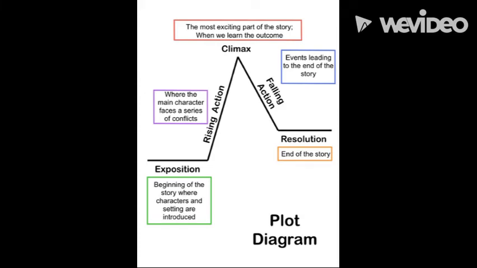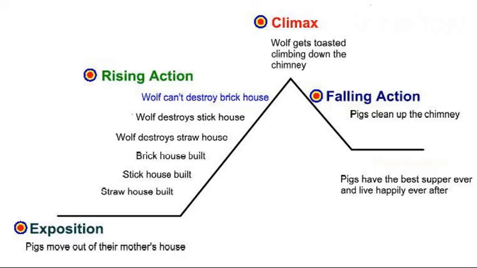An exposition, again, is the setting, the beginning of the story, where everything takes place. The rising action is where the main characters face serious conflicts and problems. The climax is the turning point of the story, the most exciting part of the story, and the events leading to the end of the story are the falling action, and then the end of the story, or the solution to all those problems that were previously mentioned, is the resolution. And it's all sorted out on this big plot diagram.